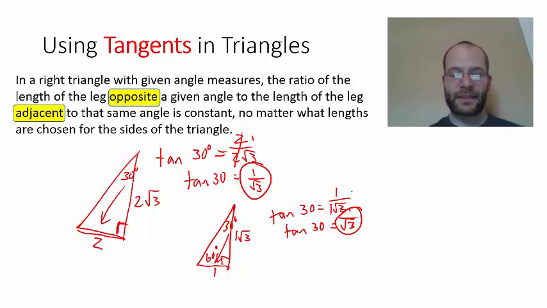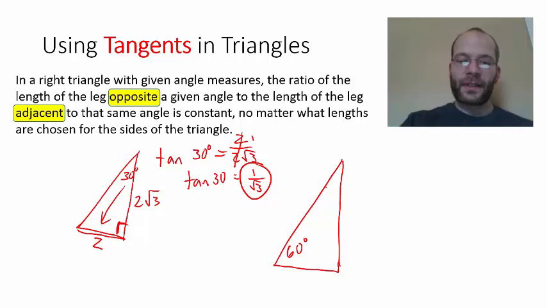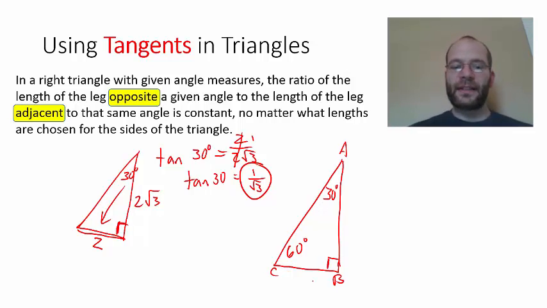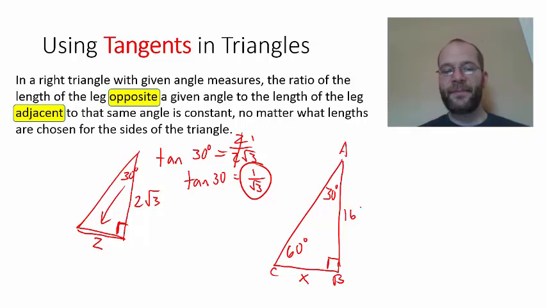How does that help us? It allows us to find unknown values in triangles with given angle measures. Again, let's suppose this is 60 degrees, and this is 30. We'll call this triangle ABC. It is a right triangle. Let's suppose we'd like to know the length of side CB. We'll call that x units. And we know that AB is equal to 16. We have AB, we're trying to find CB.